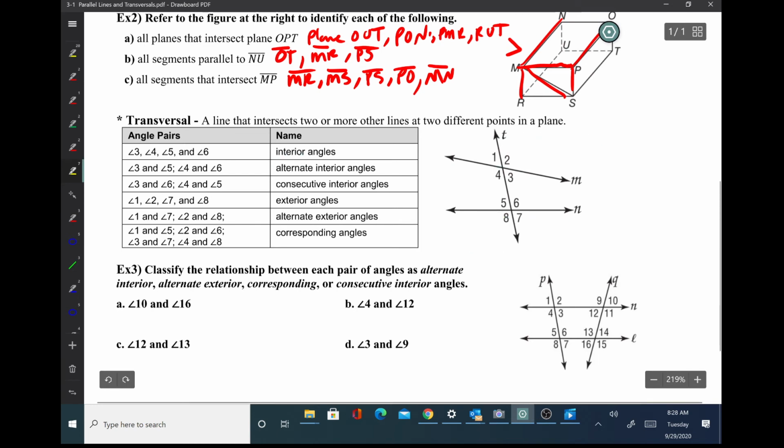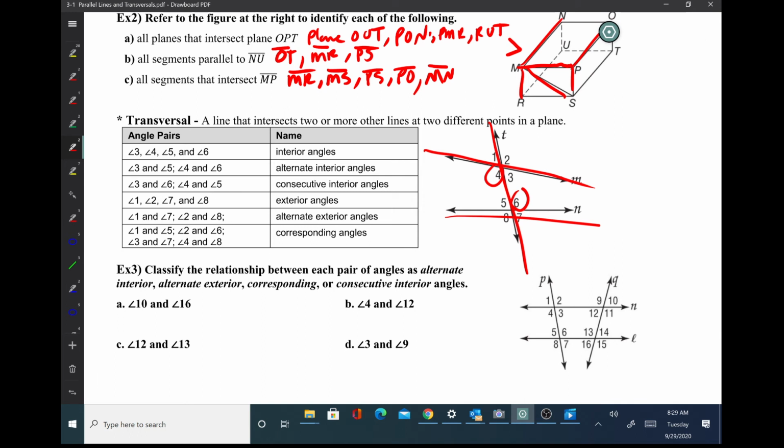Right? Okay, so we say consecutive. Consecutive means same side. So here's my two lines, right? Here's my two lines. There's my transversal. These two, when they're consecutive, they're on the same side of the transversal. So 4 and 5 are consecutive. 3 and 6 are consecutive. Okay? If I have the two lines and I have the transversal, the ones that are across the transversal are called alternate, right? Alternate interior angles.